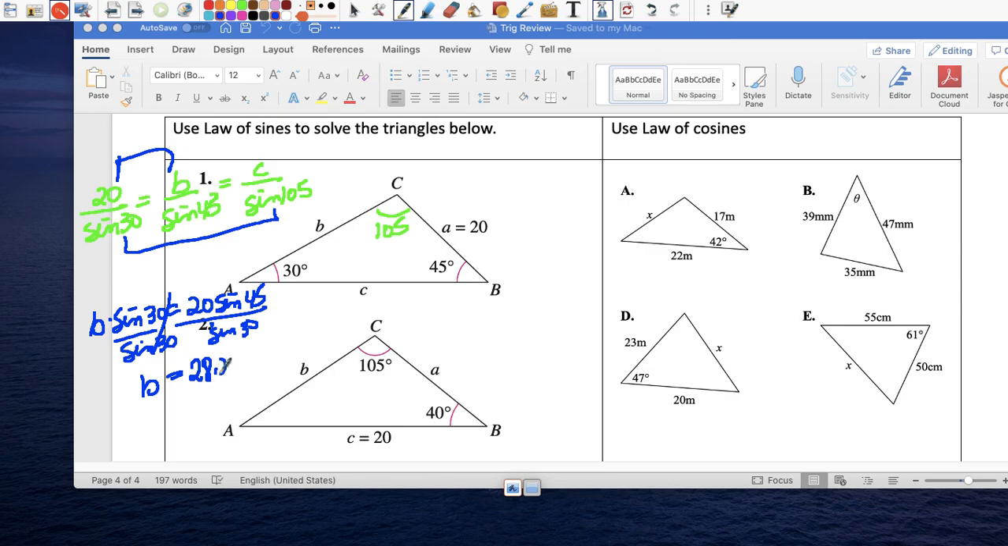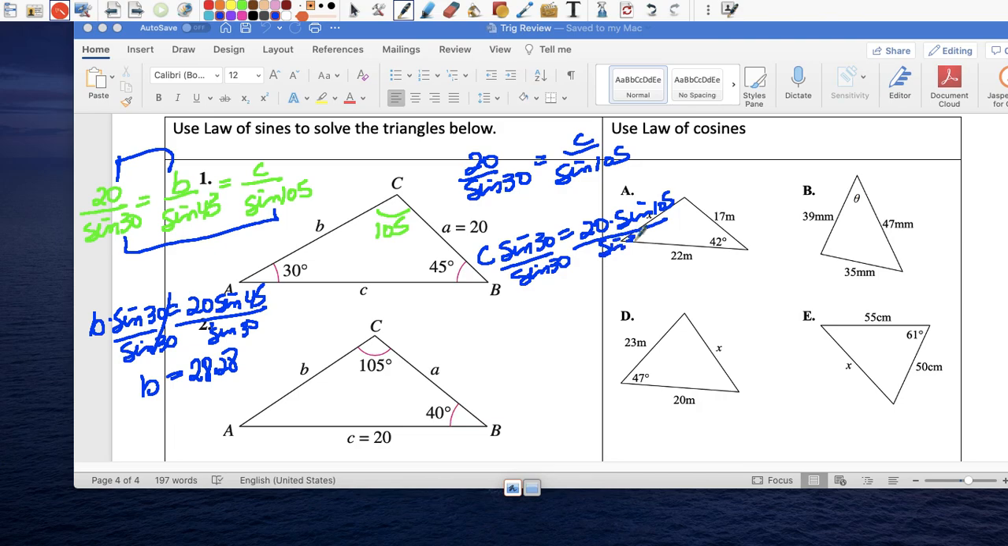So b is 28.28. For little c, I'm going to use the first and the third ratio, so 20 sine of 30 equals little c sine of 105. Cross multiply, c sine of 30 equals 20 times sine of 105. Divide both sides by sine of 30. And little c equals 20 times sine of 105 divided by sine of 30. Enter. And we get 38.63. And that's it, right? It's pretty easy here.